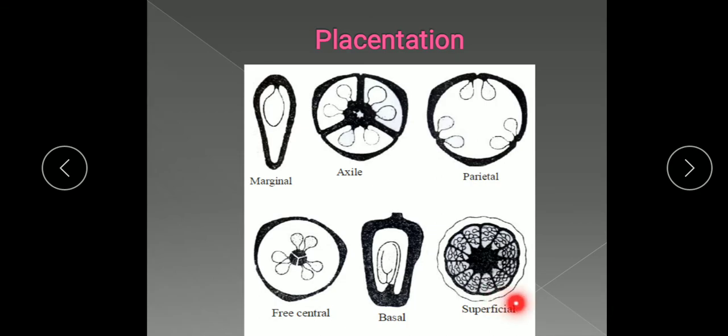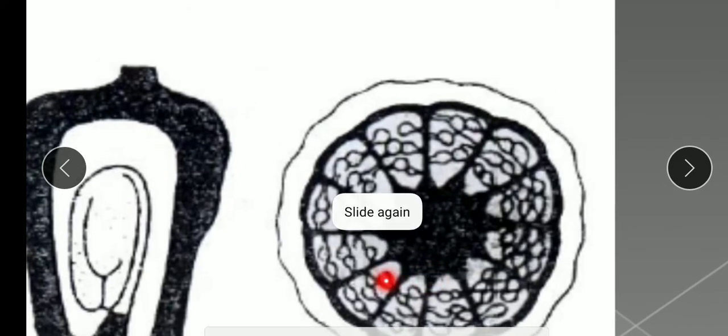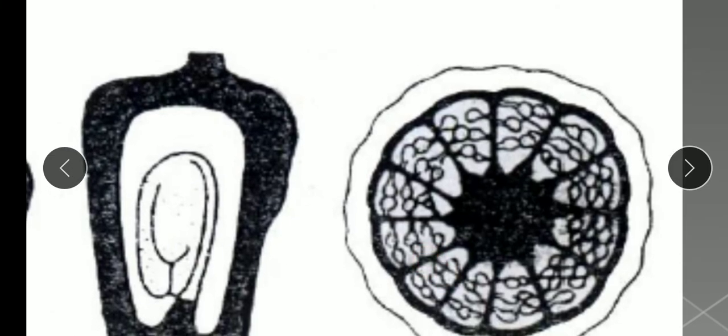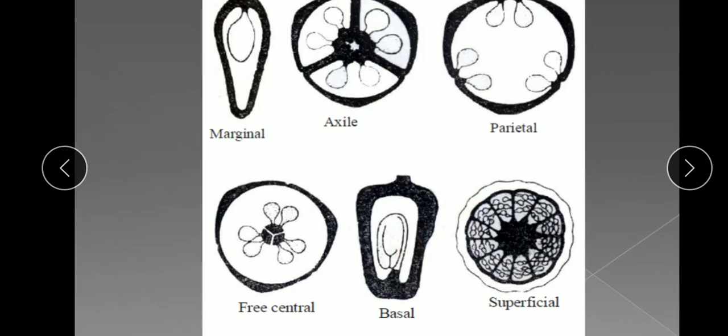Next is the superficial. In this type of placentation, the gynoecium is multicarpellary. You can see many carpels are here, and syncarpous, that is the carpels are fused, and most of the internal surface of the ovary wall is covered with the ovules. You can see here that internal walls of the ovary all have ovules attached. So you see this is the internal partition in the ovary, and on this partition here it is the placenta, and here the ovules are attached. So this type of placentation is known as the superficial, as in water lily, Nymphaea.